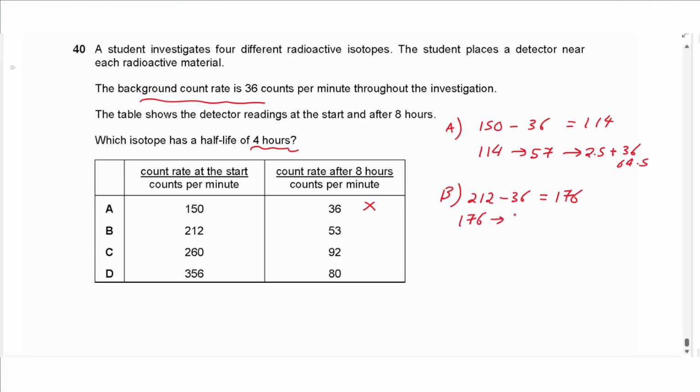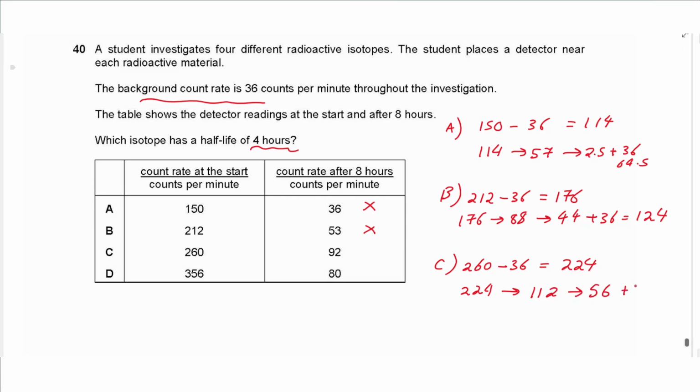For B, 212 minus 36, that gives an answer of 176. 176 divided by 2, that's 88. Divided by 2 again for the second half-life, that's 44. Then we add 36, that gives an answer of 124, which is not the answer again. For C, we have 260 minus 36, that gives an answer of 224. 224 divided by 2, that gives 112. Divided by 2 again, that's 56. Then we add 36, that gives an answer of 92. So this is the correct answer, so it is C.